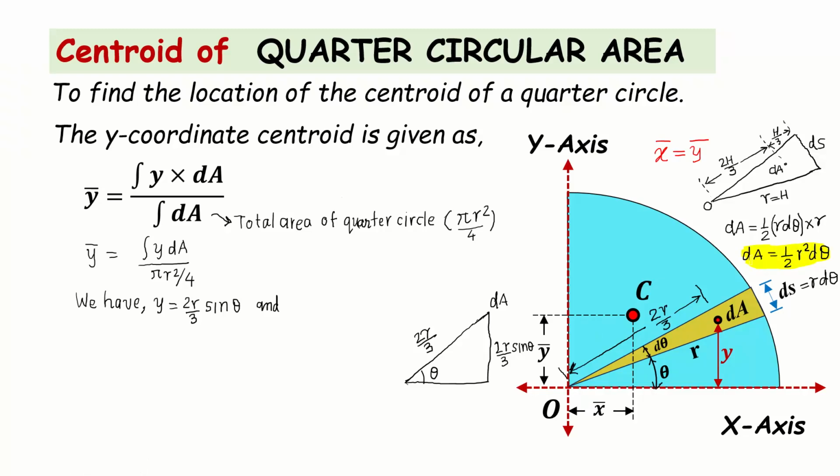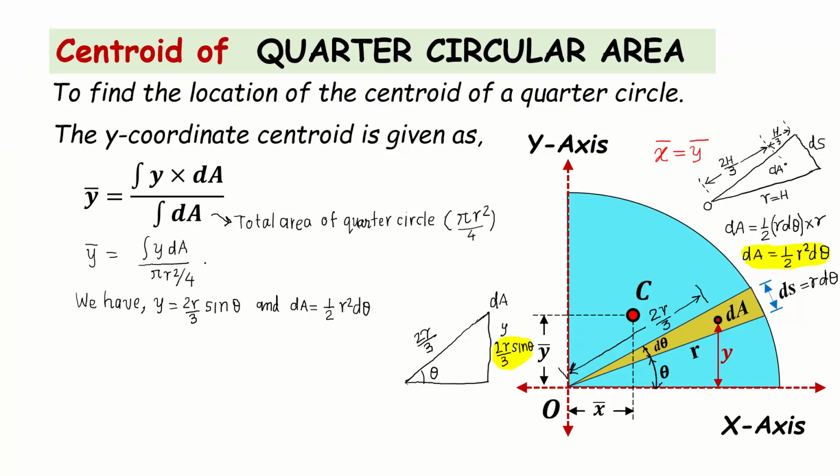Very simple understanding. And we got the value of y. The value of y is 2r by 3 sine theta. This is the value of y, friends. So y is 2r by 3 sine theta, and the value of dA, the small area, will be half r square d theta. So having obtained the value of y and dA, let us substitute them into the expression.